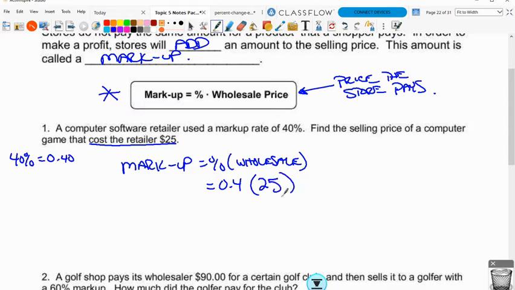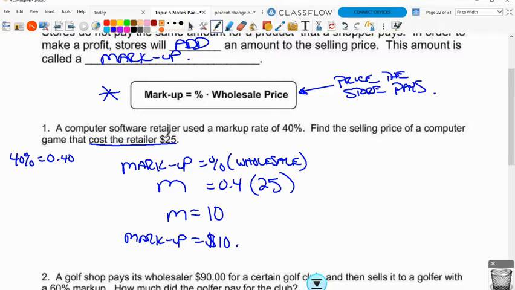So we're going to put in $25 for the wholesale price, which means that we need to calculate M, which is going to be the amount of markup. M is all alone on the left, so we have to multiply on the right-hand side to get the value of M. When you type in your calculator 4/10 times 25, you're going to get a value of 10. Now remember, M is your markup amount. The markup is $10.